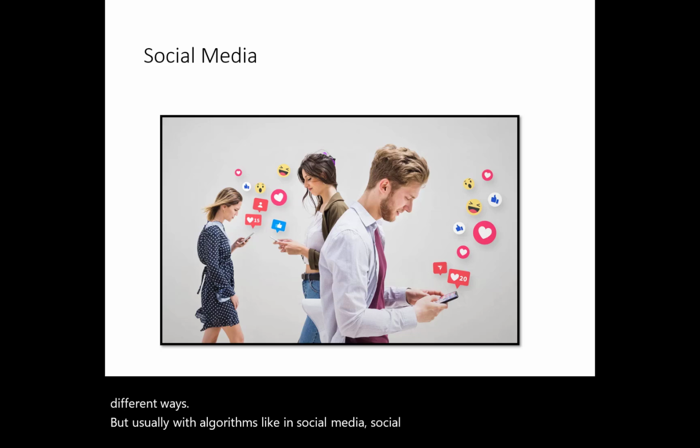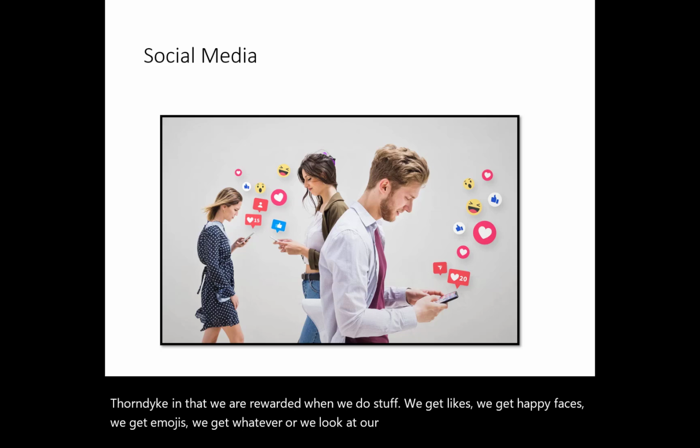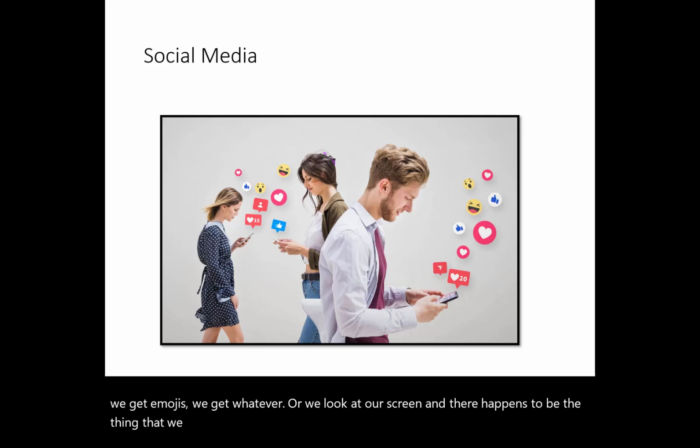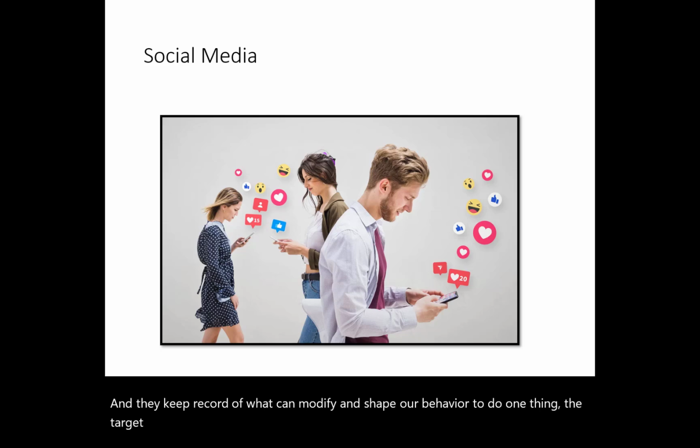Social media is a perfect example of Thorndike in that we are rewarded when we do stuff. We get likes, we get happy faces, we get emojis, we get whatever. Or we look at our screen and there happens to be the thing that we find most rewarding. Maybe especially when it comes to videos or images. And they keep record of what can modify and shape our behavior to do one thing. The target response of social media is time staring at your screen.